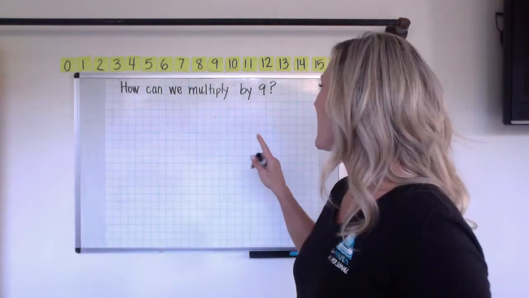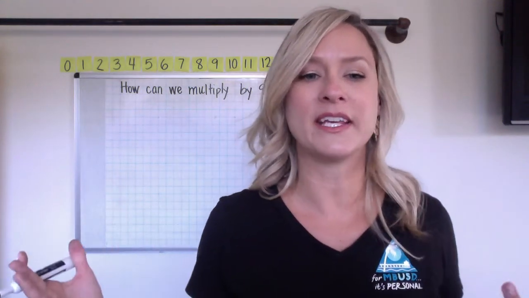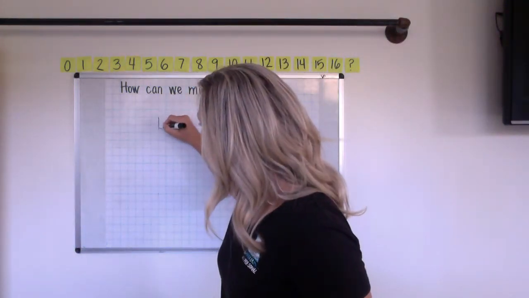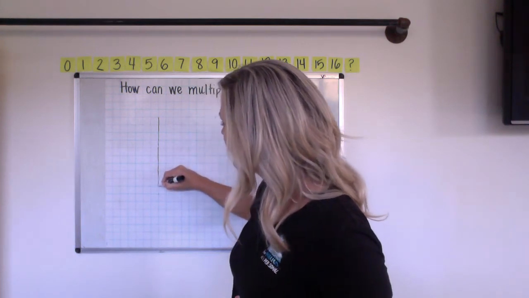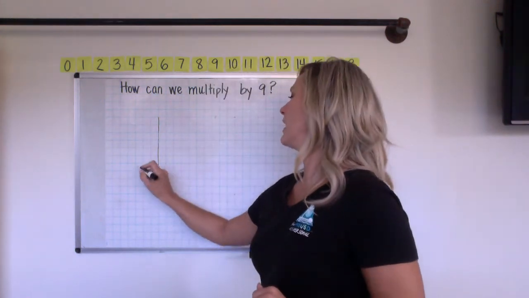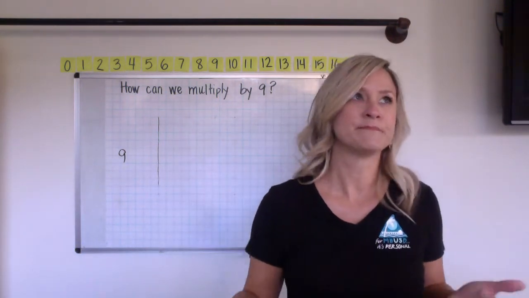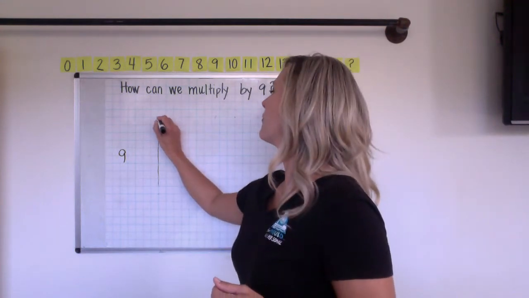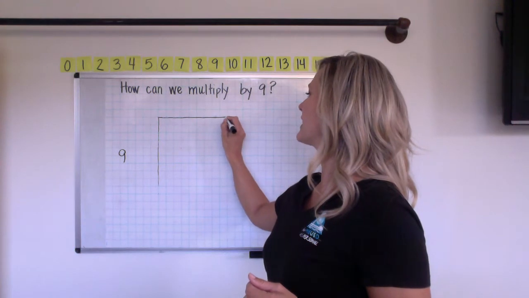So I have my grid paper here, and I'm going to start making groups of 9. So let's count them out. 1, 2, 3, 4, 5, 6, 7, 8, 9. All right, now I have 9 here, and then let's do a 9 by 10 array. Okay, so we'll count them out. Ready? 1, 2, 3, 4, 5, 6, 7, 8, 9, 10.